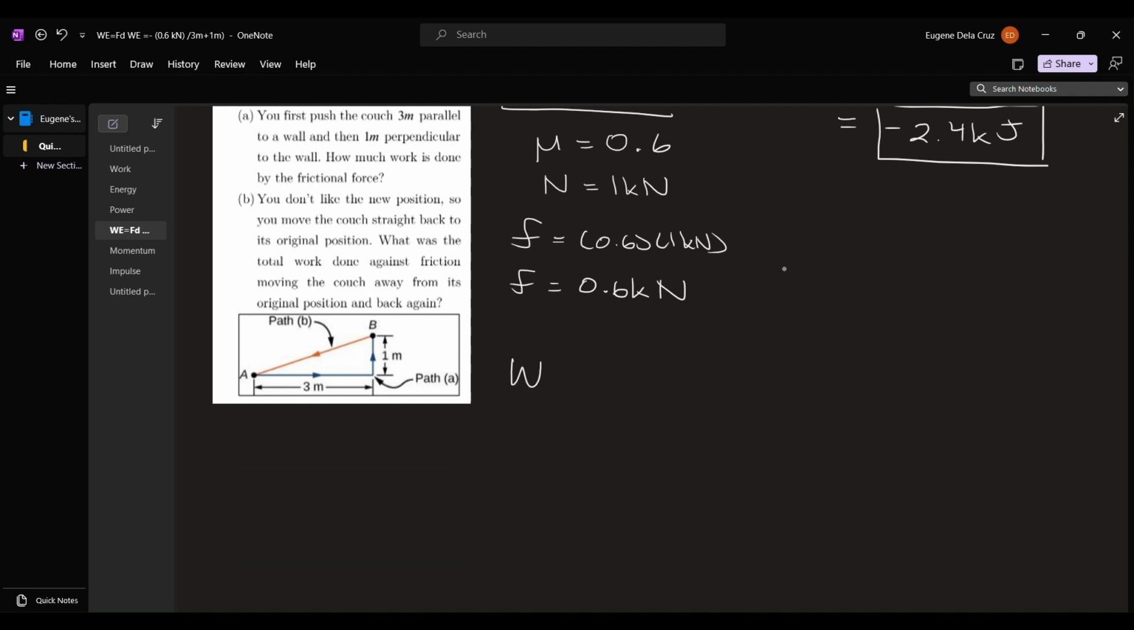So we know that the work is equal to F times D. The force here is still friction, however, we're looking for the force against friction, so we don't need to apply the negative sign anymore since we will negate the negative, so it will now be positive. So we just copy the force of friction from earlier, which is 0.6 kilonewtons.